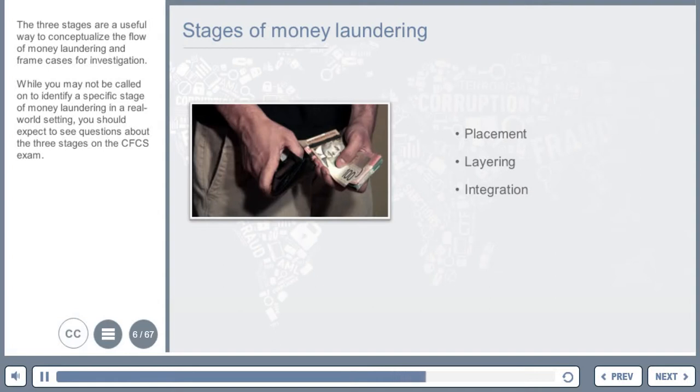While you may not be called on to identify a specific stage of money laundering in a real-world setting, you should expect to see questions about the three stages on the CFCS exam.